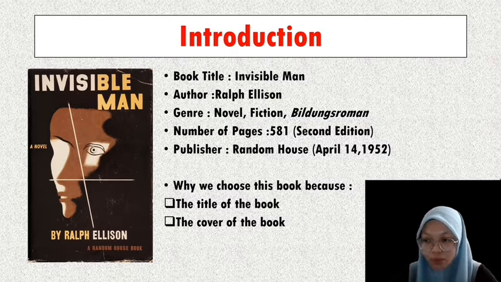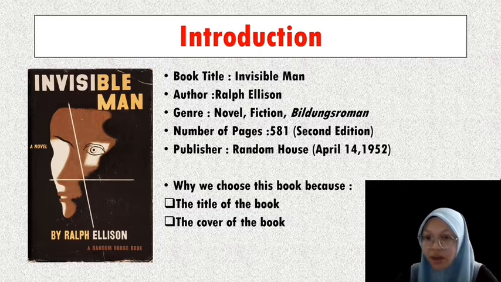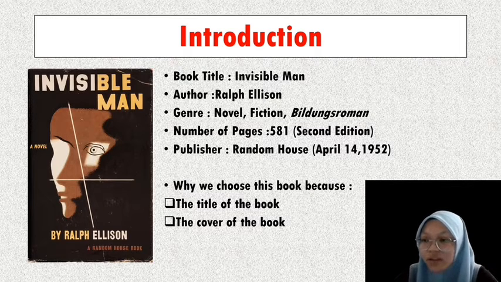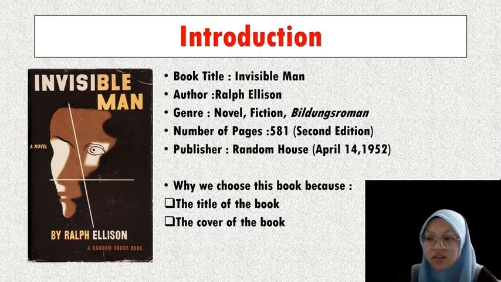Next, why did we choose this book? The reason we chose this book is, first, the title of the book, which is Invisible Man. What do I know? Invisible means unable to be seen. So the question is, why can that man not be seen by others? Second, the cover of this book. As you can see here, the cover looks so mysterious. Why does the face of that man not look like a human, and why is his face just half and not full?